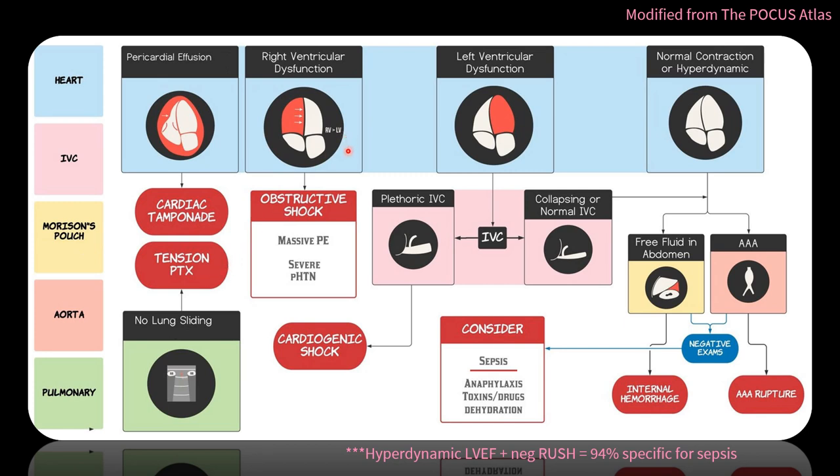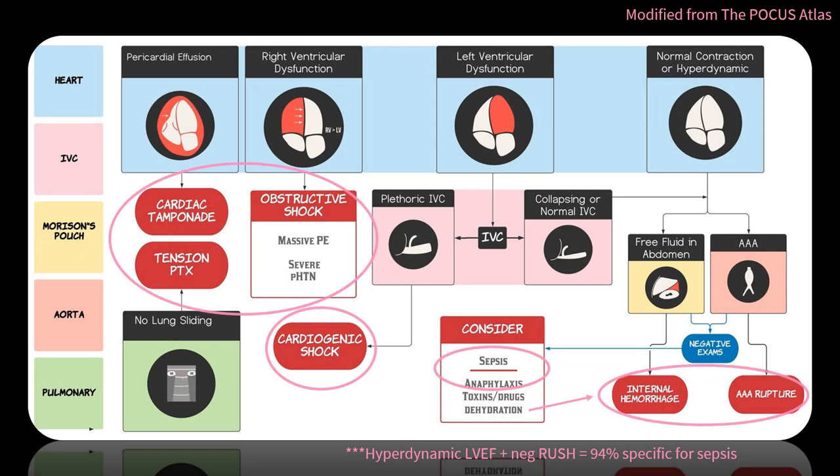RV dysfunction, mostly it's massive pulmonary embolus, but you could have severe pulmonary hypertension. Hopefully the patient knows about this finding. If you have LV dysfunction with a plethoric IVC, you now have cardiogenic shock. If you have a normal or hyperdynamic heart with free fluid in the abdomen or a AAA, then you have these forms of hemorrhagic shock. And then finally, if all of them are negative, most commonly it's sepsis.